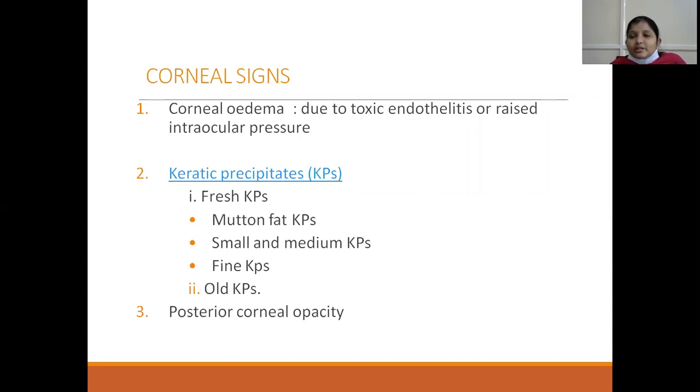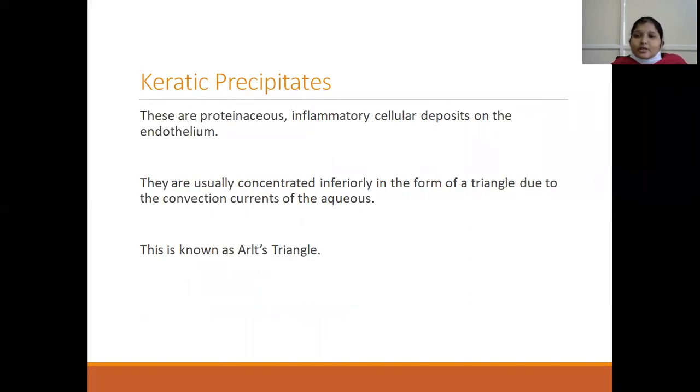So what is corneal edema caused due to? It is either due to direct damage to the endothelium because of raised intraocular pressure or because of endothelitis caused due to the toxins released from the microbes. Next is keratic precipitates. So what are these keratic precipitates? These are proteinaceous inflammatory cellular deposits which are present on the back surface of the cornea. What is the back surface of the cornea? That is endothelium. So these get deposited in the inferior part of the cornea in the form of a triangle.